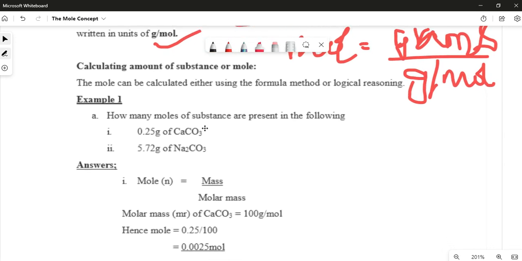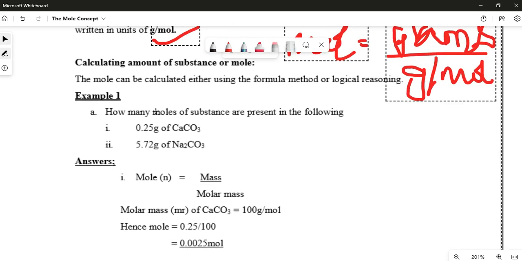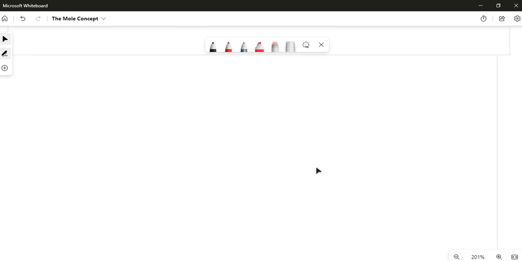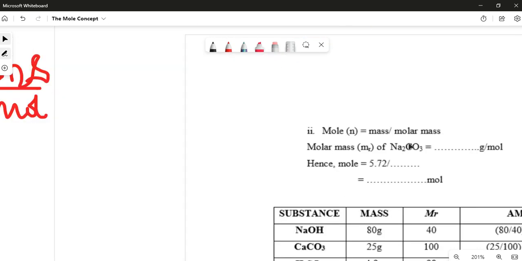Calculating amount of substance, or mole. The mole can be calculated either using the formula method or logical reasoning. How many moles of substance are present in the following? Basically, what you do is 0.05 all over 100. The MR of CaCO3 is 100, that's why. And when we do that, you get our answer 0.0025. Similarly, you can do that with the next question. Do it and let me know in the comments what your answers are. I'll confirm them.